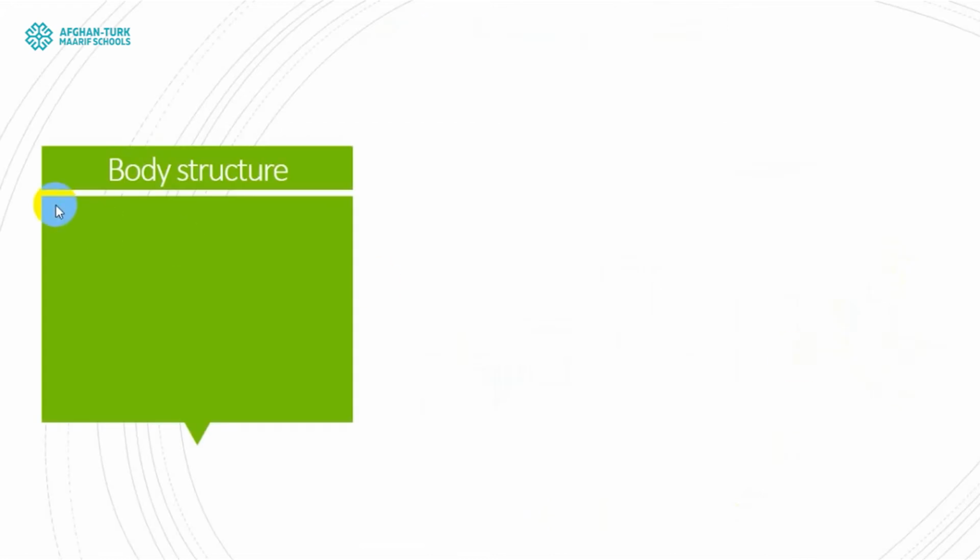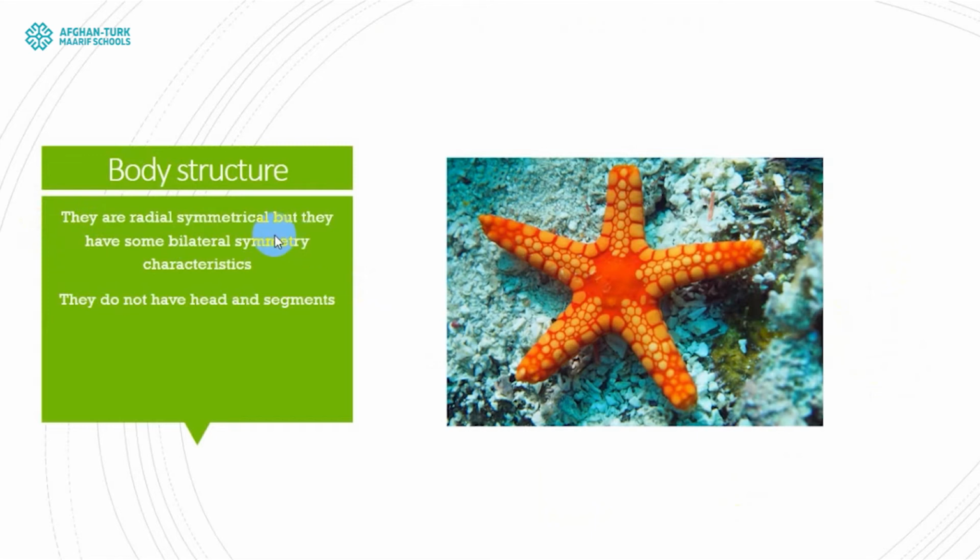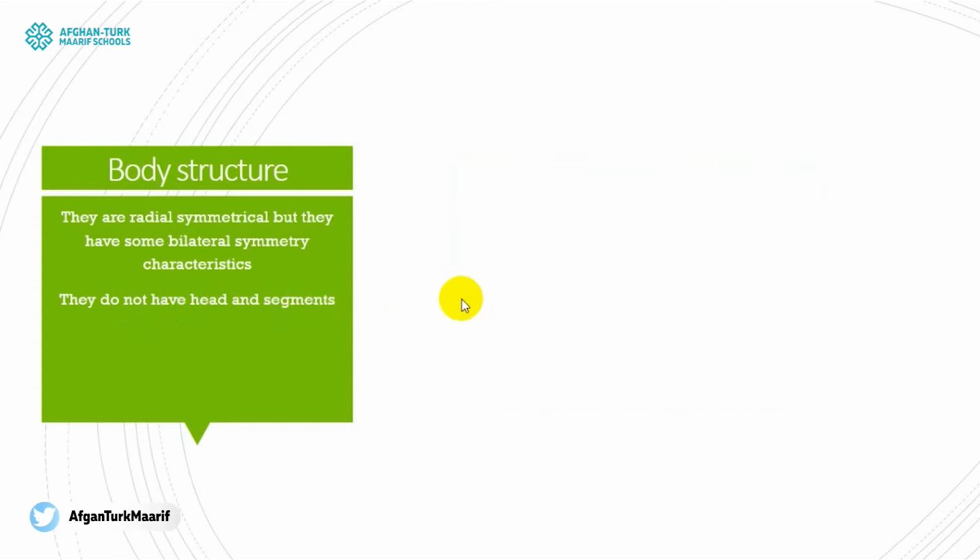So let's start with their body structure. They are radially symmetrical animals. It means their body is like a pie. We can divide them into different parts and all of them would be identical. But they have some bilateral symmetry features and characteristics as well. And the other thing we have to know is that they do not have a head and segments.